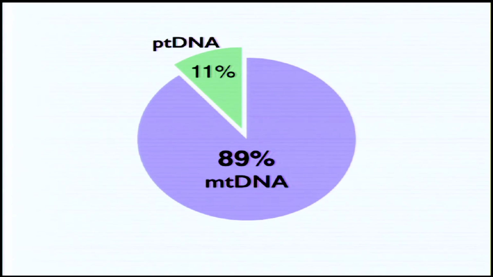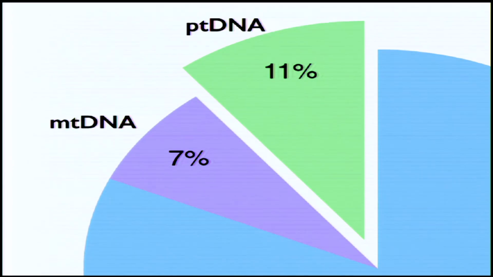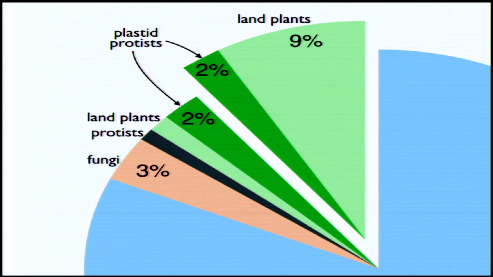You're probably not surprised that most of those mitochondrial DNAs come from animals. So whatever you do after this talk, for Christ's sake, don't go out and sequence an animal mitochondrial genome. All right, so the interesting stuff is found in here. This is where most of the eukaryotic diversity is found. If we break this down further, it looks something like this. Here, these two dark green slices represent the mitochondrial and plastid genomes from plastid-bearing protists. And here's land plants there.